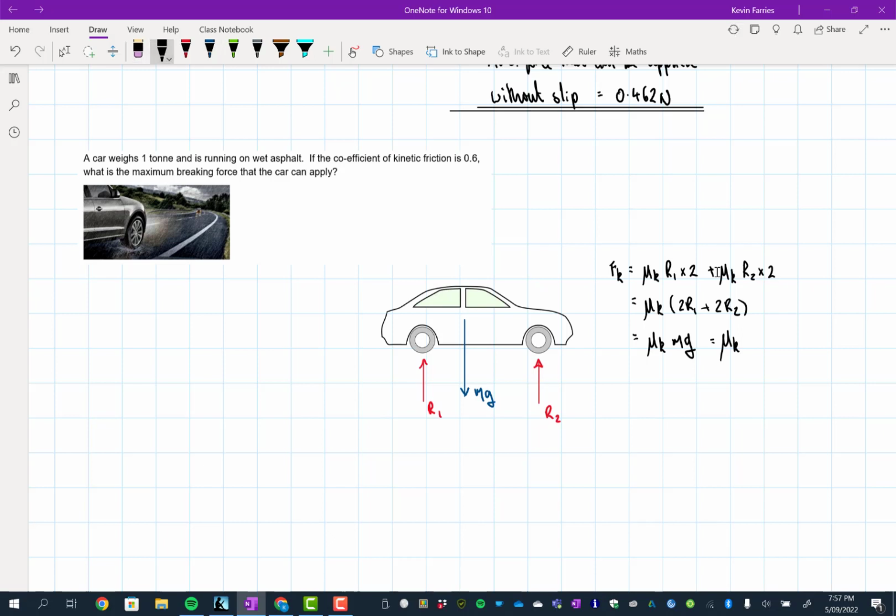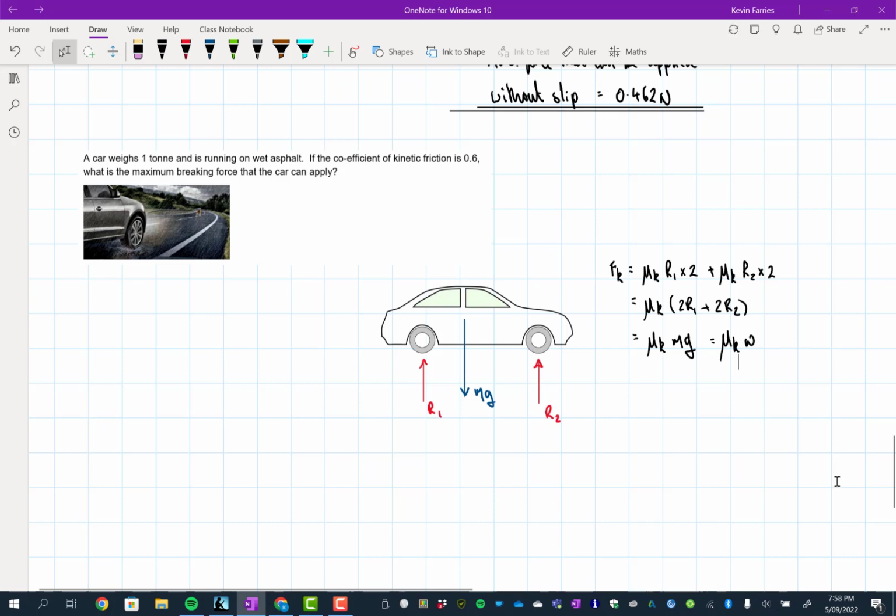And so the distribution of reactions between the wheels doesn't really matter. It's always going to be the case that the total kinetic friction you can get is just going to be the coefficient of friction times the weight of the car.